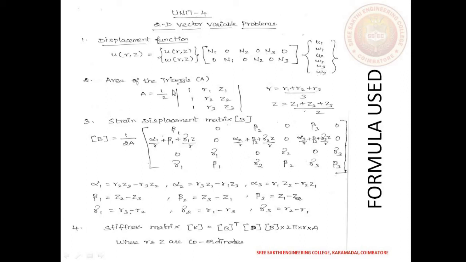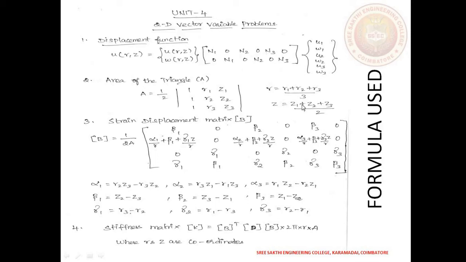Second, the area of the triangle formula. You know the triangle formula, half into the integral. Here it is calculated as half into the determinant of the matrix 1 r1 z1, 1 r2 z2, 1 r3 z3. Here r is equal to r1 plus r2 plus r3 divided by 3, and z is equal to z1 plus z2 plus z3 divided by 3. What is the meaning of r1, r2? It is for the coordinates. In the previous problem, that was x1, y1.